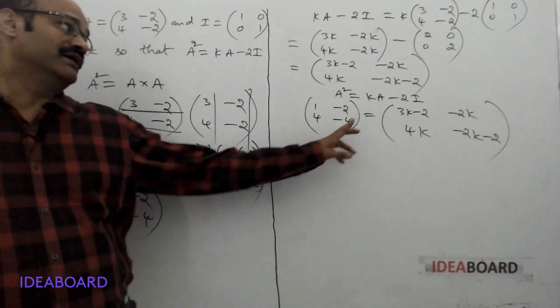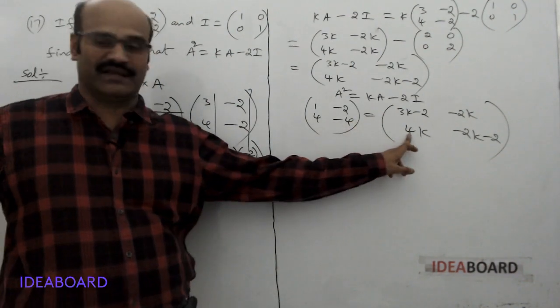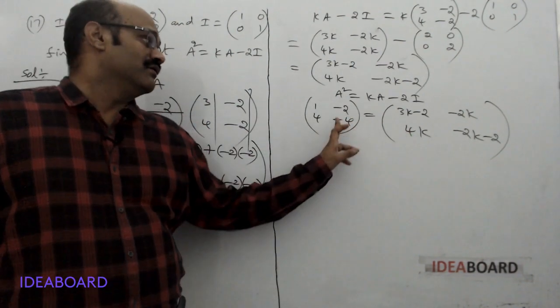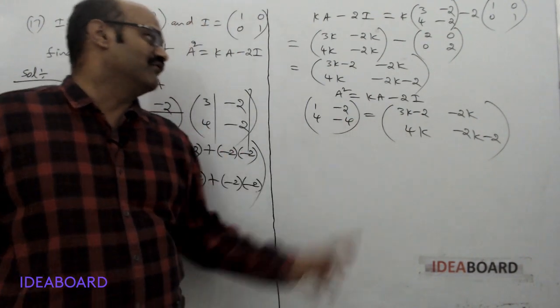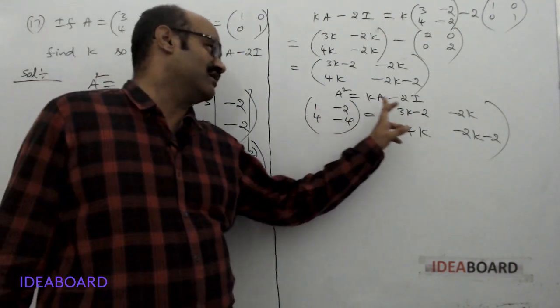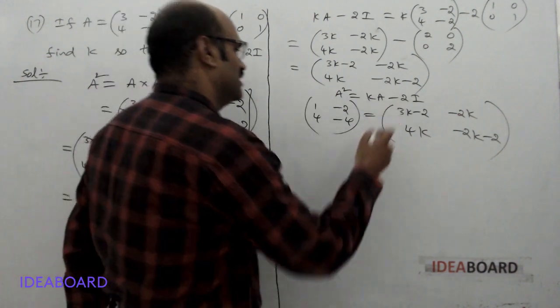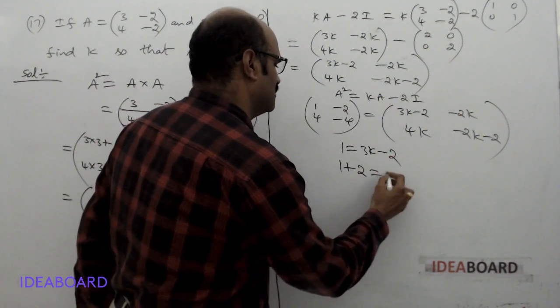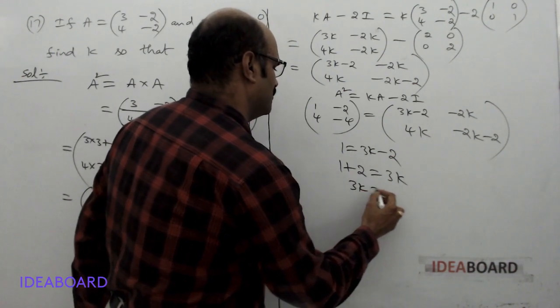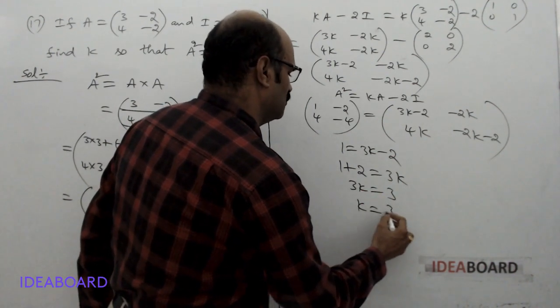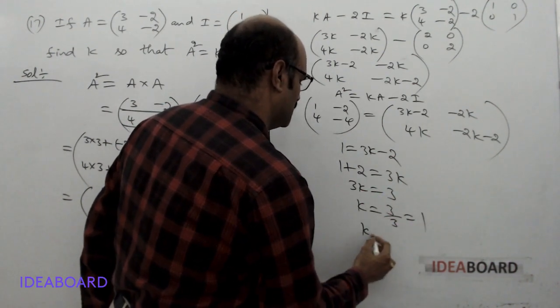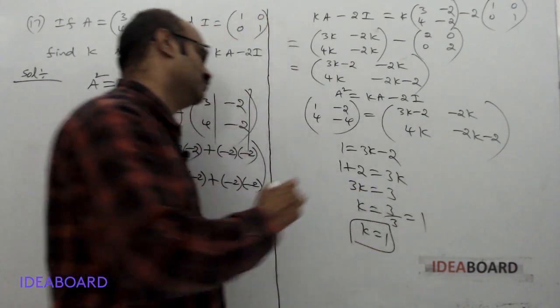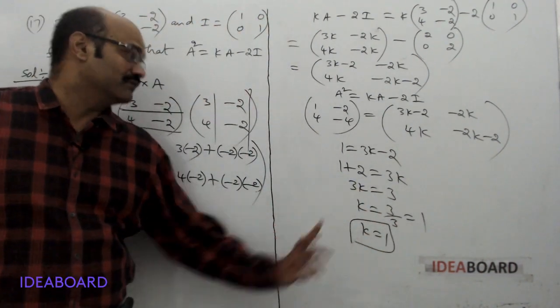Now here it is given that these two matrices are equal. When two matrices are equal, the corresponding elements are also equal. So here we take 1 equal to 3k minus 2. It implies 1 plus 2 equal to 3k. 3k equal to 3, k equal to 3 by 3 equal to 1. Therefore, the value of k is 1.